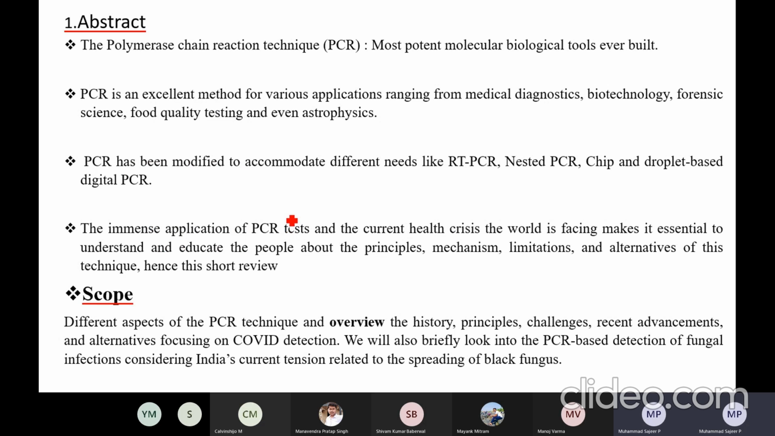The polymerase chain reaction is one of the most potent biological tools ever built. We are already aware of that, and it has different applications from medical diagnosis, biotechnology, forensic science, and food quality testing, even in astrophysics. In astrophysics, the application is the detection of dark matter using a PCR-associated technique. If anyone is interested, I can share the paper. PCR is also modified to accommodate different needs, like RT-PCR and PCR.